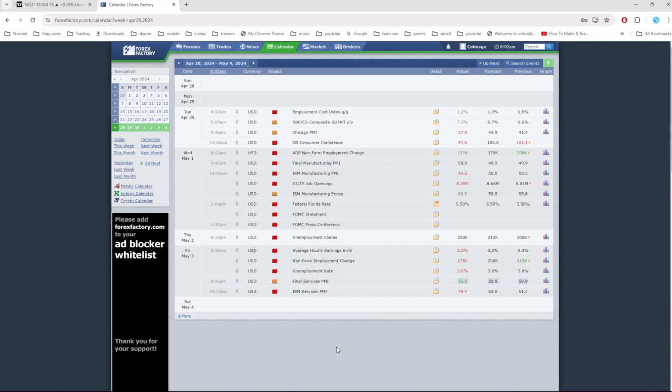Rule number 1, capital preservation. That's it, capital preservation. That is your number 1 task as a trader. You want to preserve your capital. If you don't have capital, you cannot operate. You need capital to operate.